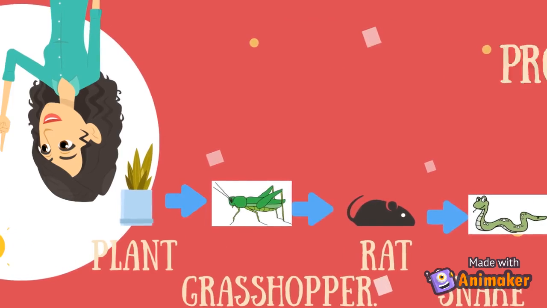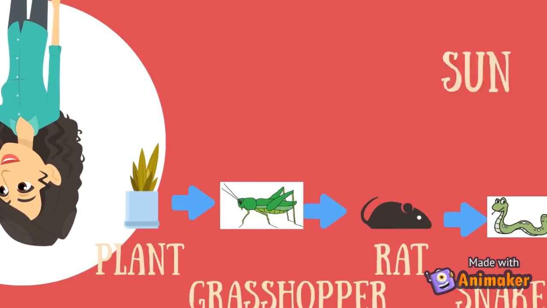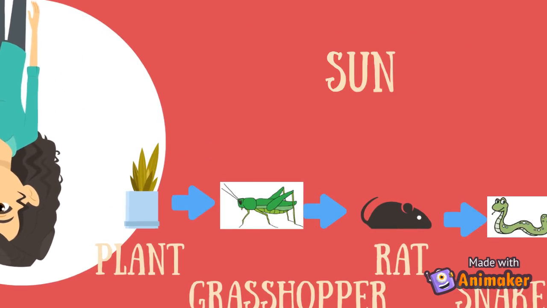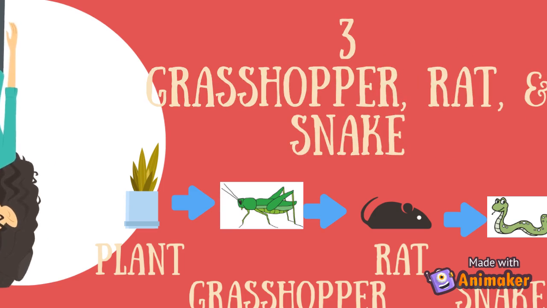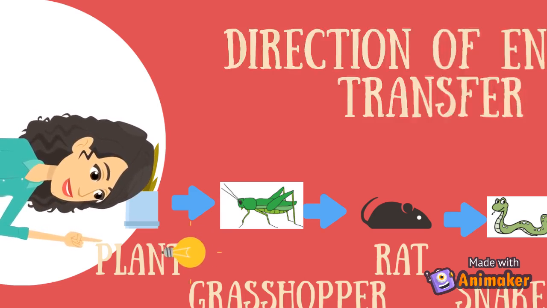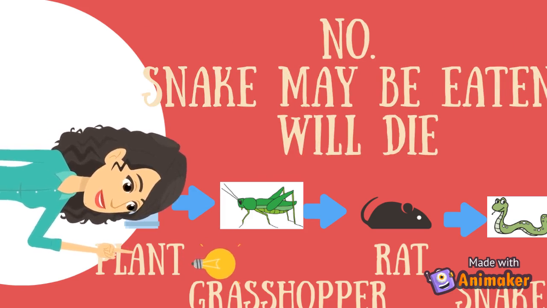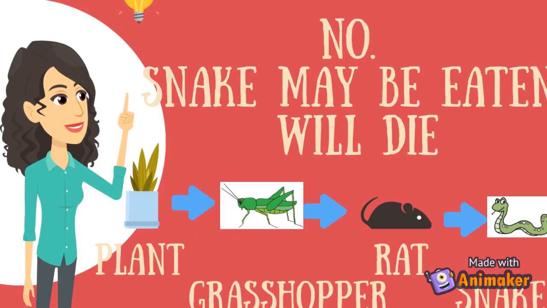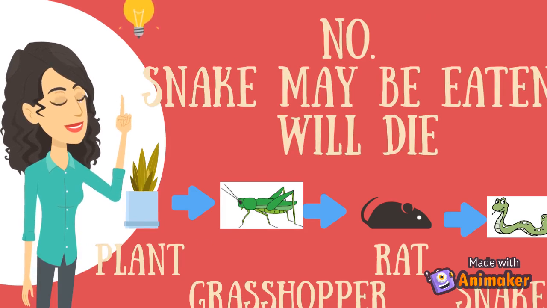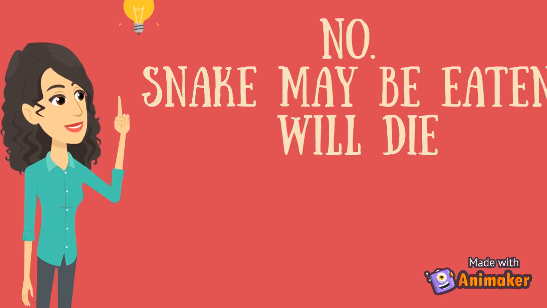Check to see if your answers are correct. For number 1, producers begin all food chain. 2. The energy comes from the sun. 3. There are 3 consumers in the food chain. 4. The arrows represent energy transfer. And 5. No, the ecosystem does not stop with the snake because the snake can be eaten by another consumer, or when the snake dies, it decomposes and will aid to nourish other producers.